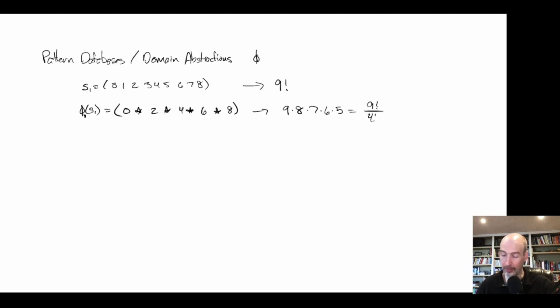Or just again, to write it, we've got 5 numbers here, so it's 9 factorial over 9 minus 5 factorial. So if I build a domain abstraction that abstracts, in this case, I have 9 elements. I take 5 of them and I'm going to keep 5. I'm going to abstract 1, 2, 3, 4 of them away.